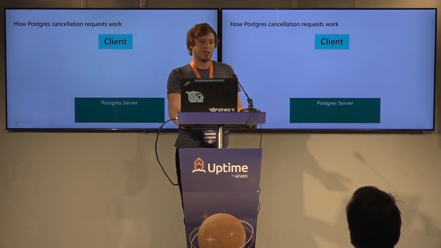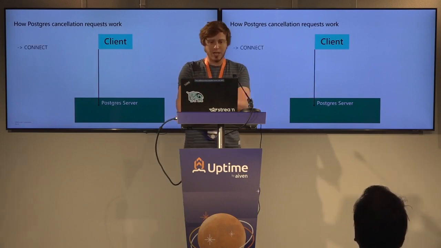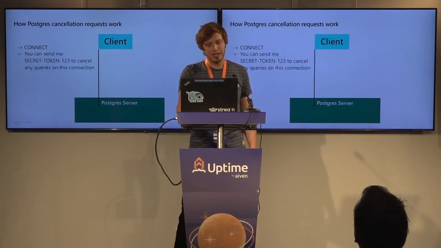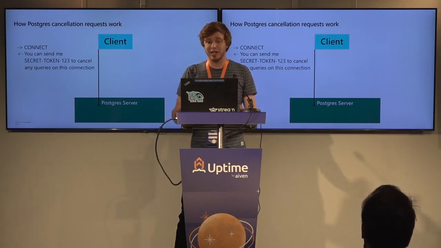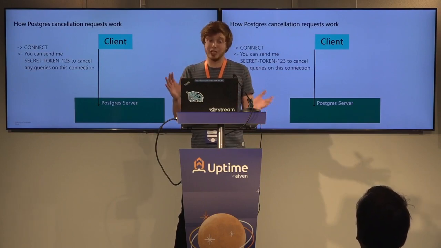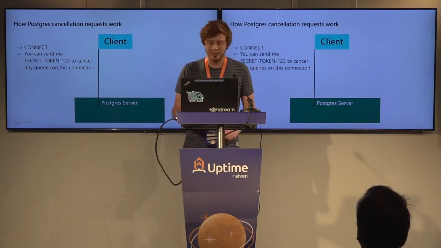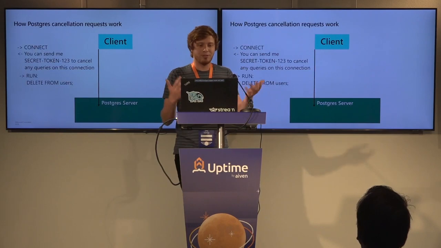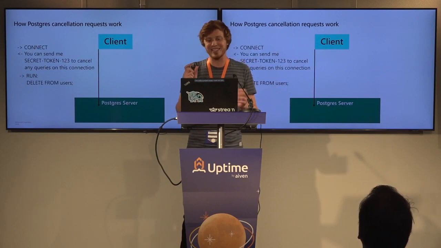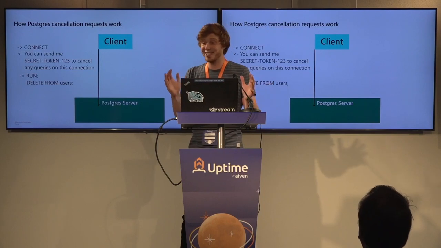When you connect to Postgres, just your first connection to send some queries, you connect to it with one TCP stream, which is black. And then Postgres, the first thing it does, it sends back, hey, thank you for connecting. If you send me a secret token 123, then I will cancel any query that's running on this connection. So you run delete from users. Oops, that's not what you wanted. You wanted to only delete one specific test user, but you forgot the where clause. And you're like, oh no, this query is running way too long.